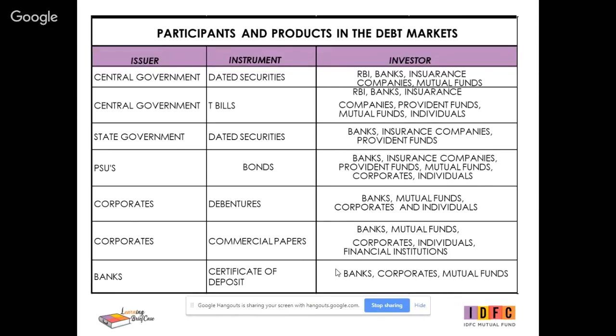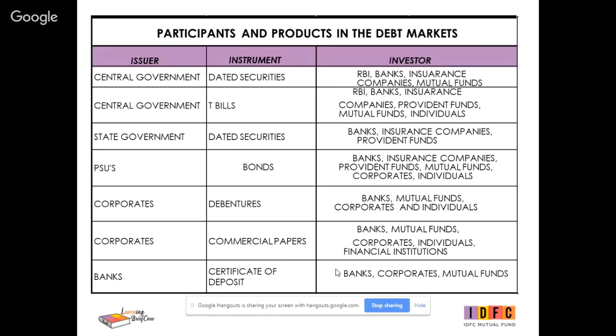On the other hand, there are short-term securities, things like T-bills, with a similar investor profile. State government securities, similar investment profile. PSU banks, PSU companies, banks sometimes issue bonds.